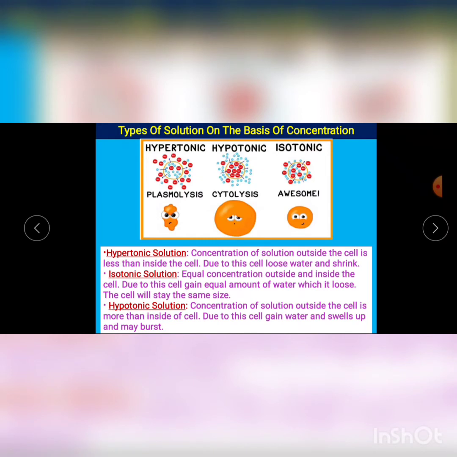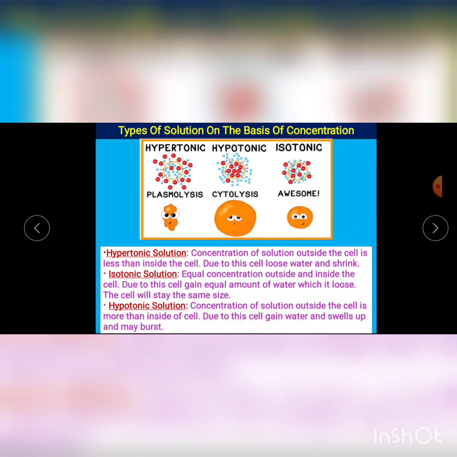So as much water is coming inside, the same amount of water will exit the cell, and hence there will be no net change. So the cell will stay the same size, there will be no change. And the last one is hypotonic solution. Here the concentration of solution outside the cell is more than inside the cell.